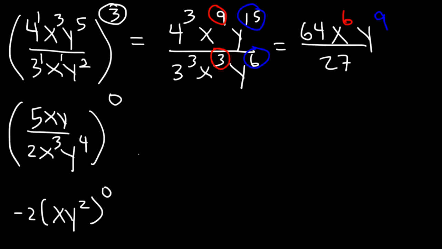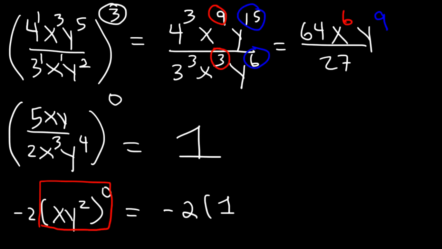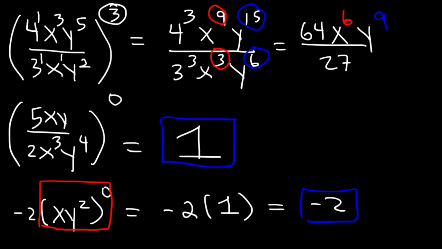Now for the next one, anything raised to the 0 power is simply equal to 1. So therefore, xy squared raised to the 0 power is 1. The negative 2 is not affected by the exponent, so the negative 2 will remain. So this is going to be negative 2 times 1, which will give us the final answer of negative 2. So those are just a few examples of properties of exponents. Make sure you understand this.